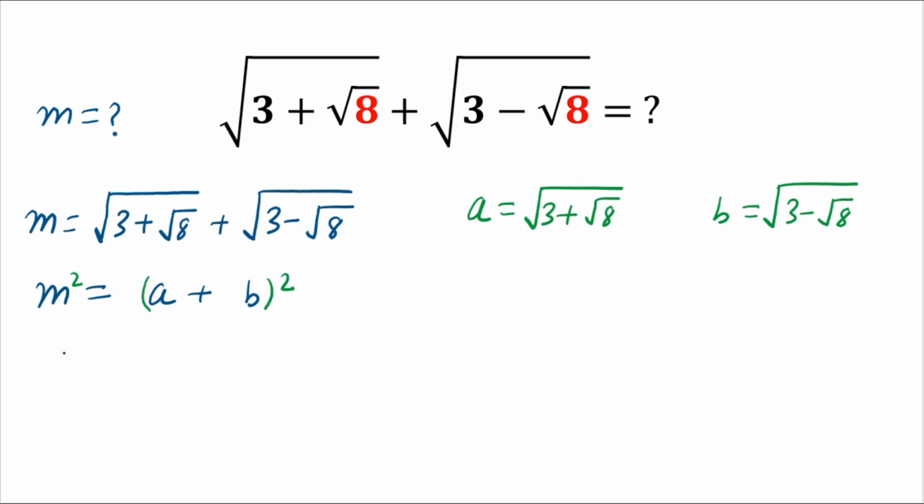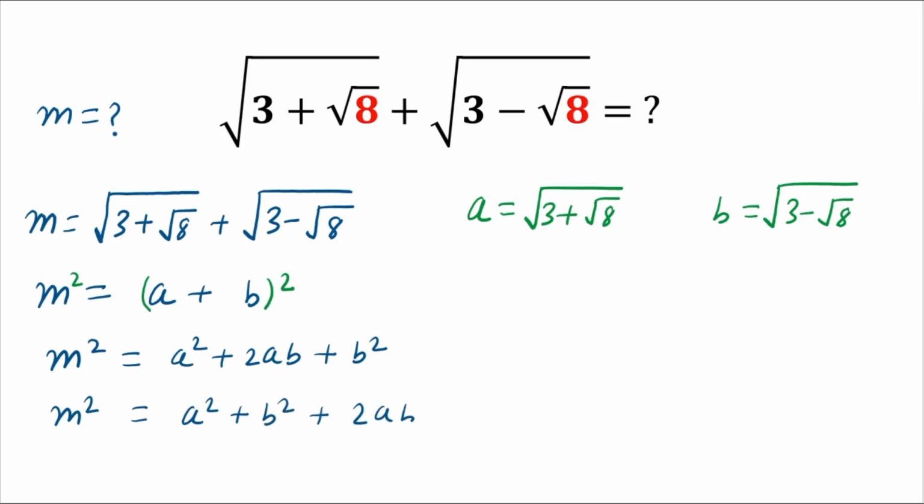On the left hand side we have m square, which is equal to (a plus b) whole square, which is a square plus 2ab plus b square. So m square is equal to a square plus b square plus 2 times ab. Now our task is to calculate the value of a square plus b square and a times b.